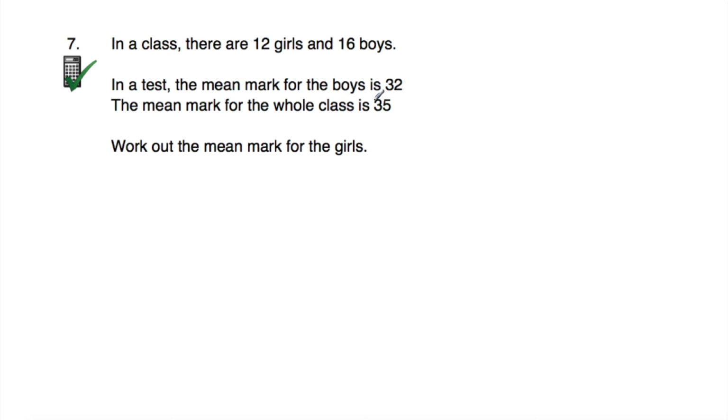So let's look at the whole class to begin with. Their mean mark was 35. And altogether, let's find how many people are in the class. 12 plus 16 is equal to 28. So there's 28 students in the class altogether. So if we take the mean, which is 35, because remember, if we added up all their scores and divided by 28, we'd get 35. So if we take the 35 and multiply that by 28, that'll tell us the total score for the whole class. So 35 multiplied by 28 is equal to 980. That's the total mark for the whole class.